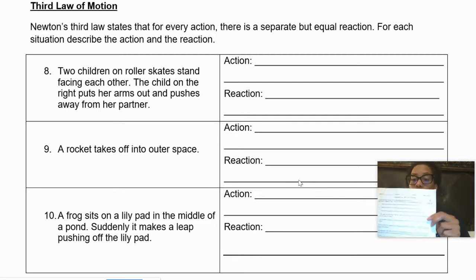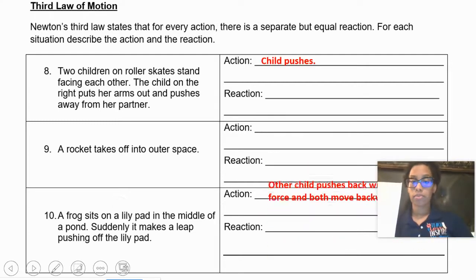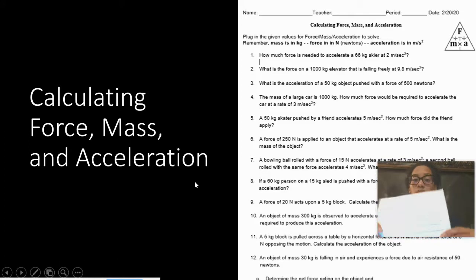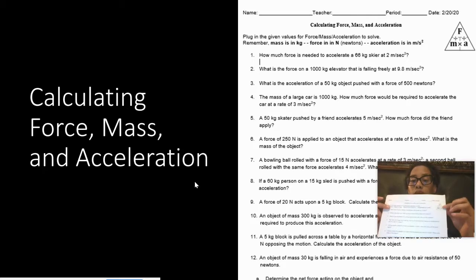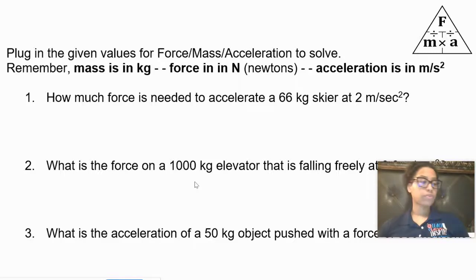Right, so let's move on to this one. Put on the PowerPoint. Calculating force, mass, and acceleration, and it has our triangle at the top. Take a look. Plug in the given values for force, mass, and acceleration to solve. Remember that mass is in kilograms, force is in newtons, and acceleration is in meters per second. So if we look at our triangle at the top, I actually draw it a little bit bigger on my paper.